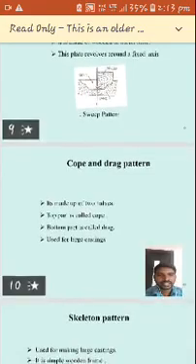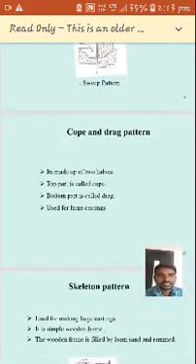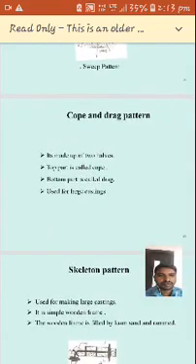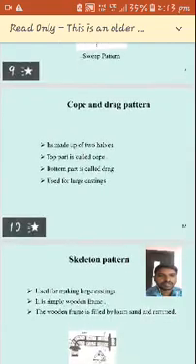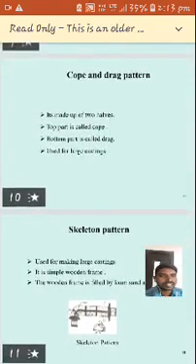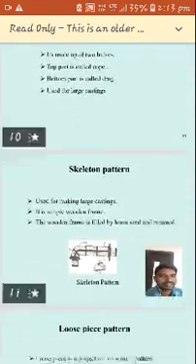Next, the cope and drag pattern. It is made up of 2 halves. The top part is called the cope and the bottom part is called the drag. It is used for large castings.